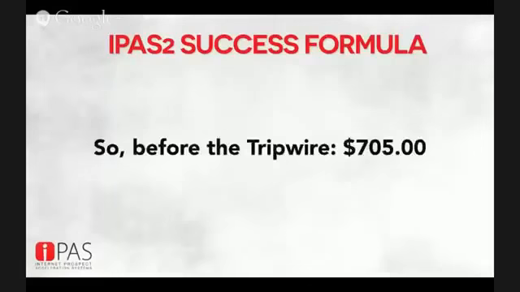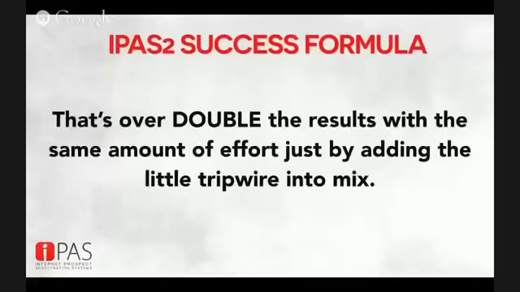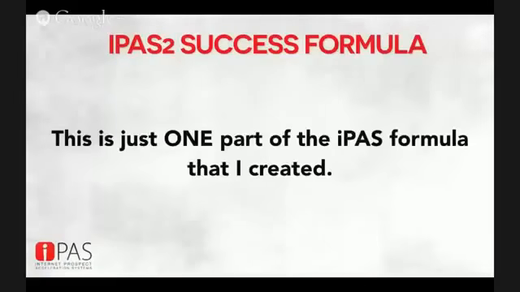One step. So before the tripwire, $705. After the tripwire, $1,688. Okay, that's over double the results with the same amount of effort, just by adding this little tripwire into the mix. It's that simple. This is actually just one of the pieces of the iPas formula that I created. This is just one of them.